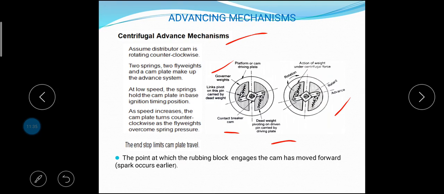A pair of rotating weights operated by centrifugal force against springs twist the cam in its direction of rotation relative to the drive shaft, so operating the points earlier at high speed. The point at which the rubbing block engages the cam has moved forward. Spark occurs earlier.